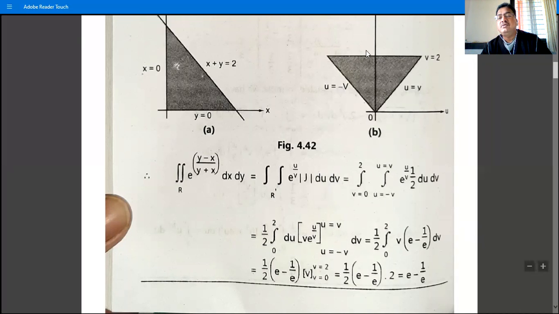And then in order to cover this region, we have to move this strip parallel to the u axis from this point to this point. So at this point v is 0, and at this point v is 2, so v runs from 0 to 2.